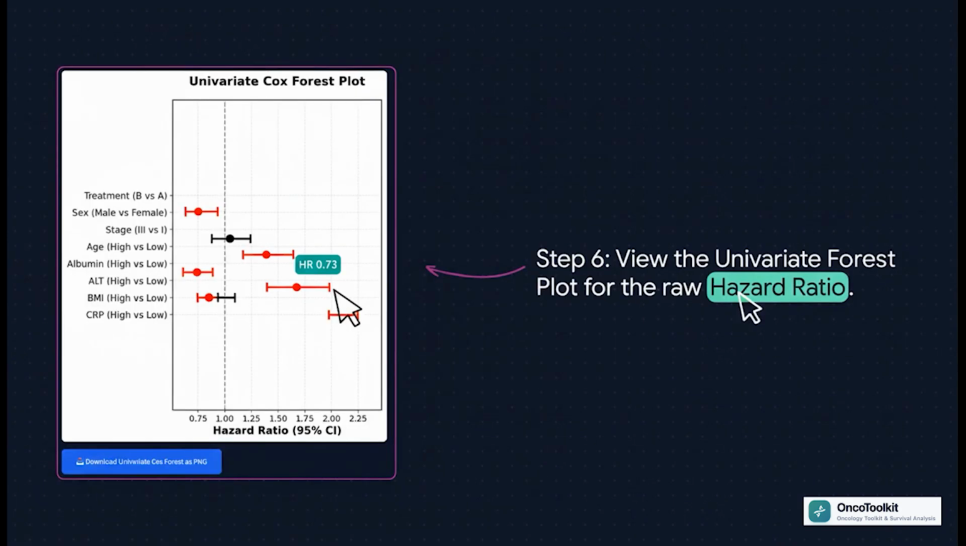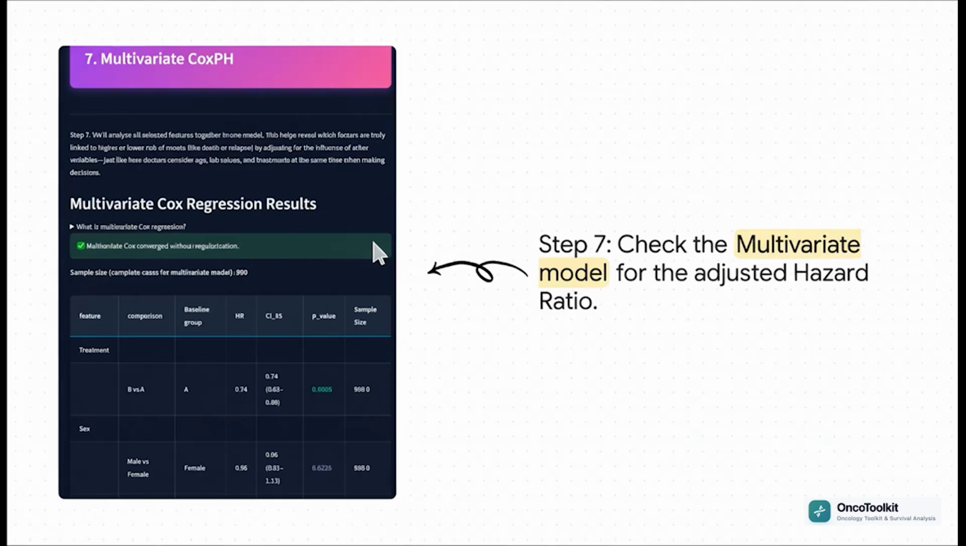All right, next, just hop down to step 6, the Univariate forest plot. This gives you the raw, unadjusted hazard ratio. Think of it as your first signal. Then you move right on to step 7 for the multivariate model. Now, this is crucial. You're checking the adjusted hazard ratio here to confirm that the treatment effect is real and holds up, even after accounting for other variables.